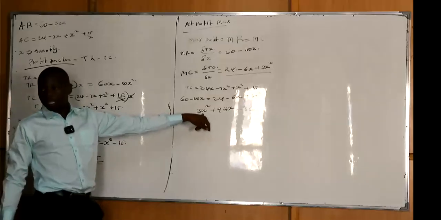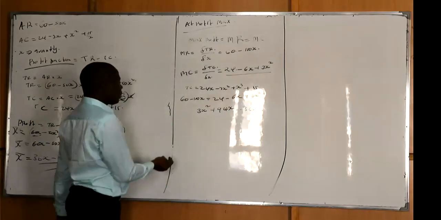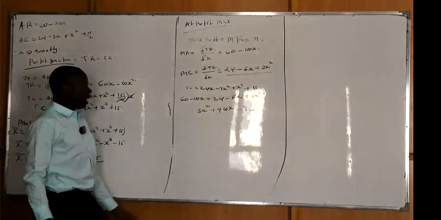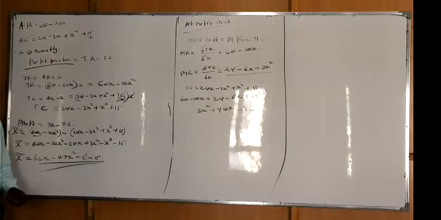In short, this is the function at profit maximization, and we want to get the value of x. So to get the value of x, we shall solve this. This is a quadratic equation, and we said a quadratic equation has two ways.